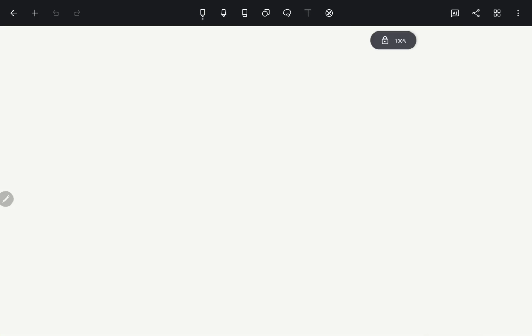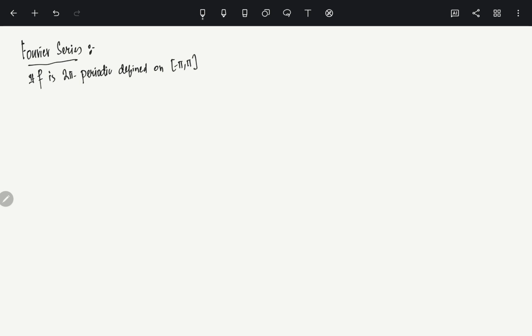So basically let me put everything together. This is the Fourier series essentially. Please remember this Fourier series. What is it? Essentially, if f is a 2 pi periodic function, and let's say defined on minus pi to pi. Okay, so initially we are only interested in minus pi to pi. Of course they are 2 pi periodic, so it will go on recurring itself.